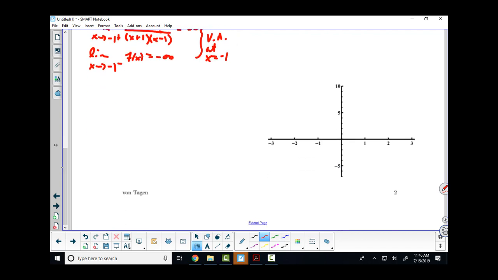At this point, we could jump to the graph part. There's our vertical asymptotes. And we said as we approached negative 1 from the left, we were approaching negative infinity.